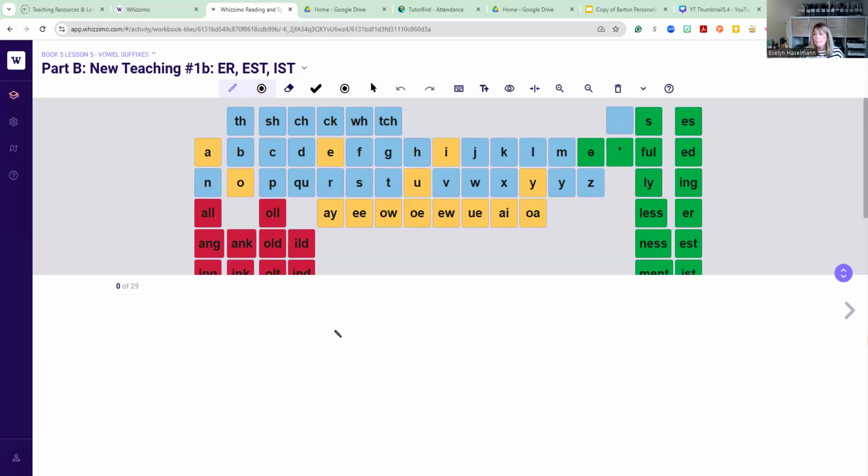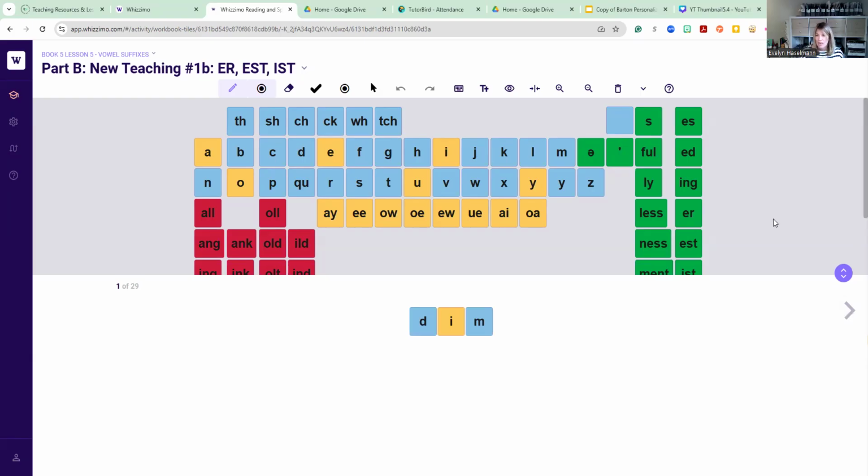Barton, level 5, lesson 5, getting towards the halfway point of level 5. So we are really ramping things up today, and we are introducing many new suffixes. All of these are going to be vowel suffixes, which is nice. They all follow the same kind of rule when you're adding them onto words, and that's why they're introduced at the same time, but it is a lot. Okay. So let's get right into it.